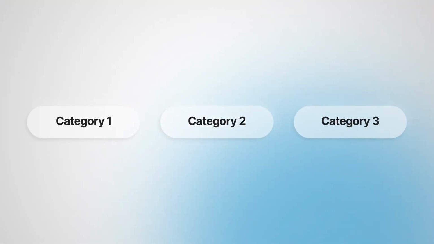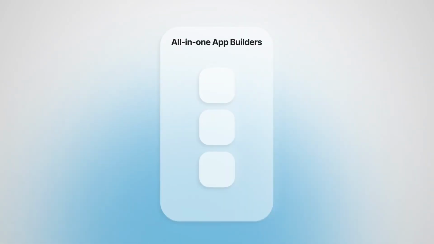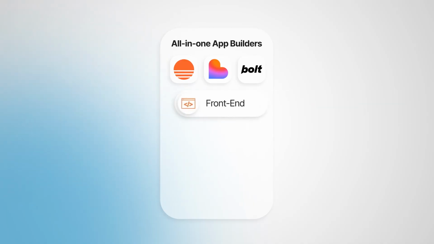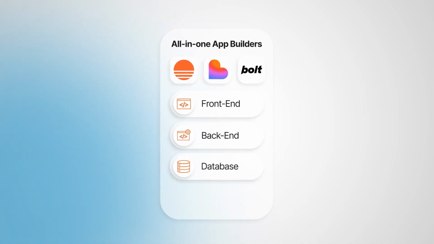We'll pick one together and build something. These tools fall into 3 categories. The first category is all-in-one app builders. These are platforms like Base44, Lovable, and Bolt.new. You describe your app and they generate everything. The front end, the back end, the database, the hosting.